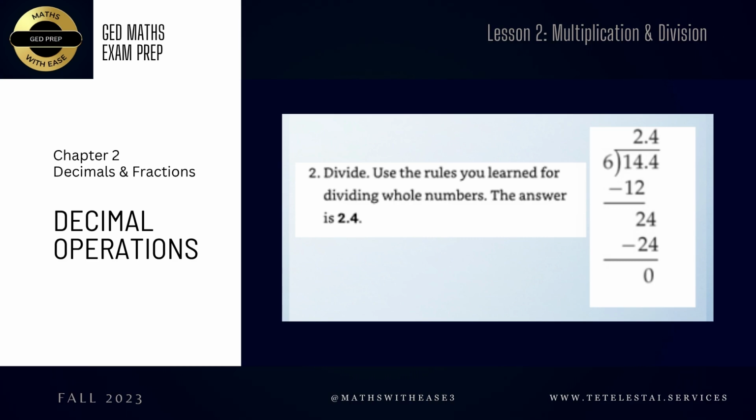So 6 doesn't go into 1, so we write nothing here and we move on to the next place. 6 goes into 14 twice. 6 times 2 is 12, so we write down 12. You draw your line and you subtract 12 from 14. You get 2, but we're not done, are we? We need to bring down the 4. 6 goes into 24 4 times. 6 times 4 is 24. 24 minus 24 is 0. Now we're done. We have our answer. 6 into 14.4 is 2.4.